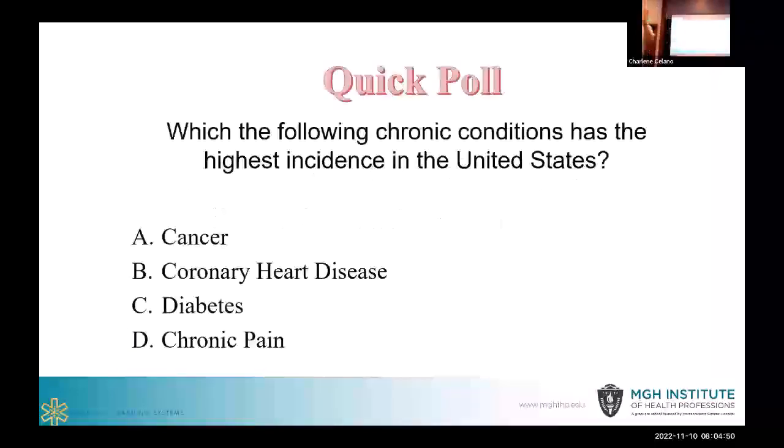So quick poll here. What's the most common chronic condition or the most incident condition in the U.S.? Cancer? Any cancers? No. Coronary heart disease. It's up there. That delicious pork they have at the luau can accelerate it, but it was probably worth it. How about diabetes? Or how about chronic pain? We are talking about opioids, right?